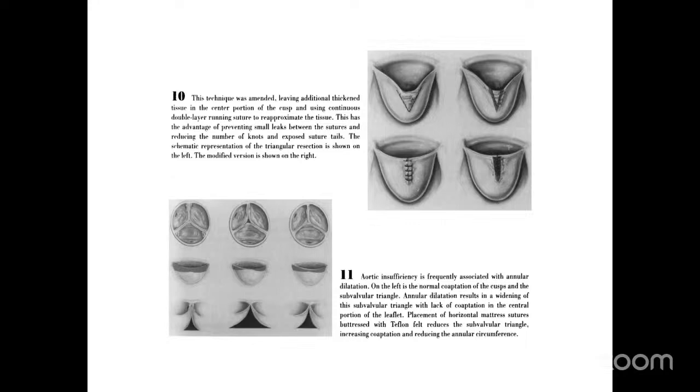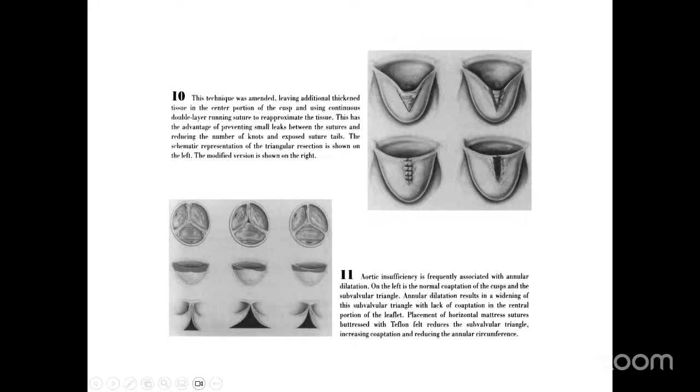to correct the prolapse. Another thing is the aortic insufficiency is frequently associated with aortic dilatation. On the left is the normal, with normal coaptation of the cusps and the subvalvular triangle.